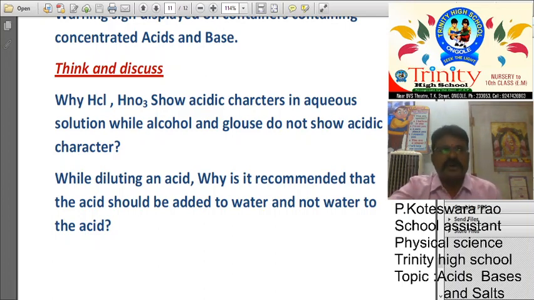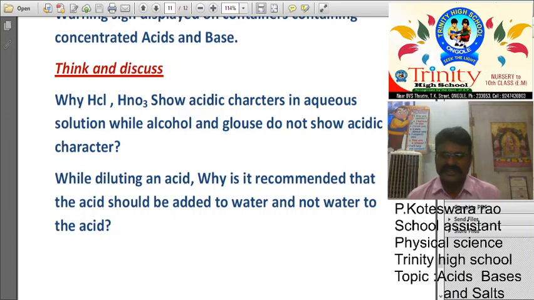Now we are going to discuss Think and Discuss. What is the first question? Why do HCl and HNO3 show acidic character in aqueous solution, while alcohol and glucose do not show acidic character? It is nothing but our activity, the first activity which we already discussed today. Why do glucose and alcohol not act as acidic? What is your simple answer?